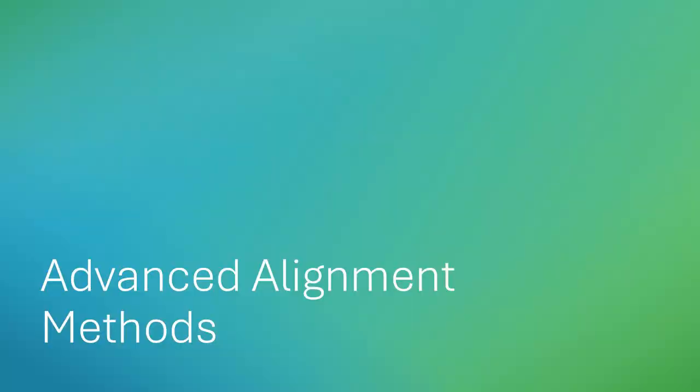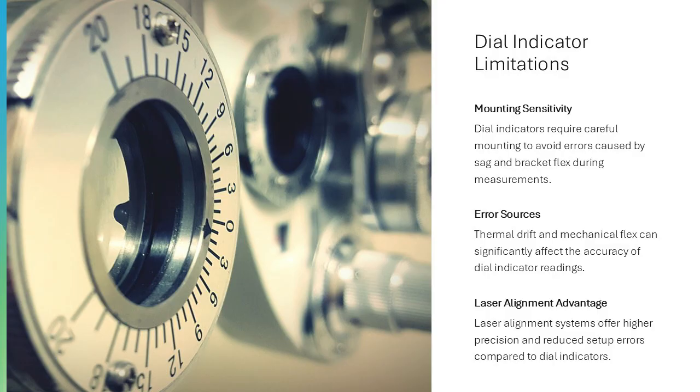Dial indicator limitations, the rim and face method. Dial indicators require careful mounting and are sensitive to setup errors such as sag, thermal drift, and bracket flex. This slide explains these limitations and how they affect reading accuracy. It also clarifies why laser alignment systems have largely replaced dial-based methods in precision applications.